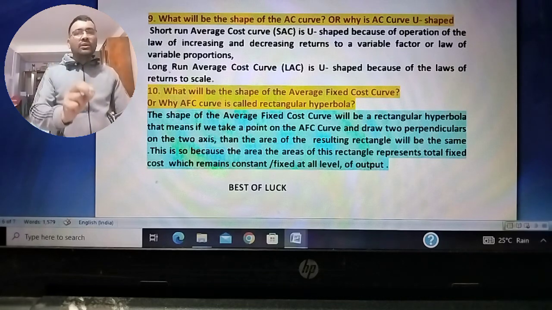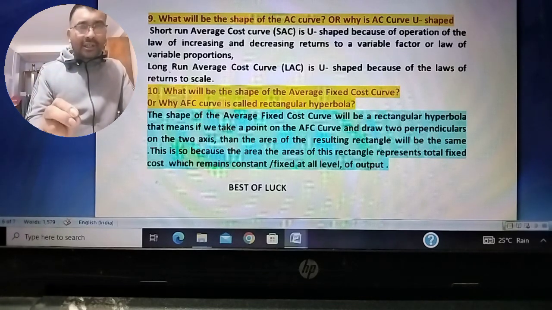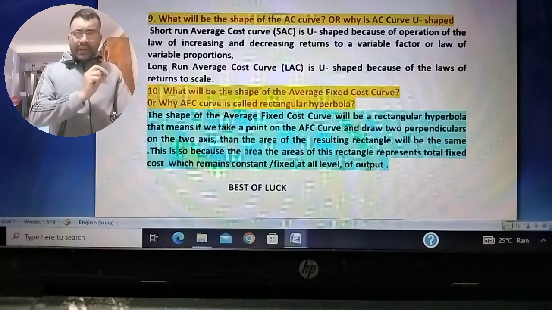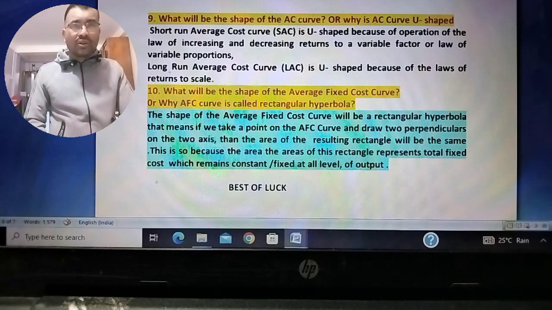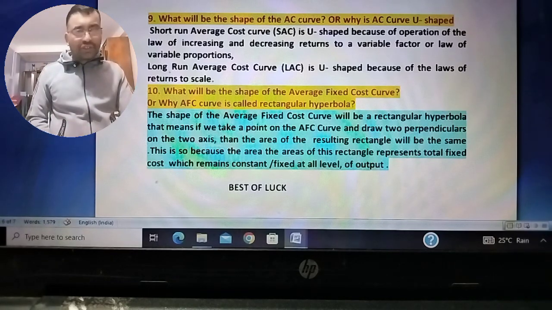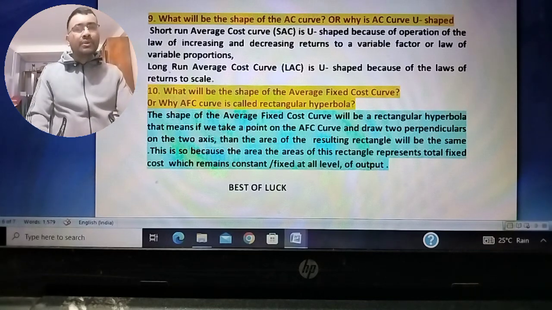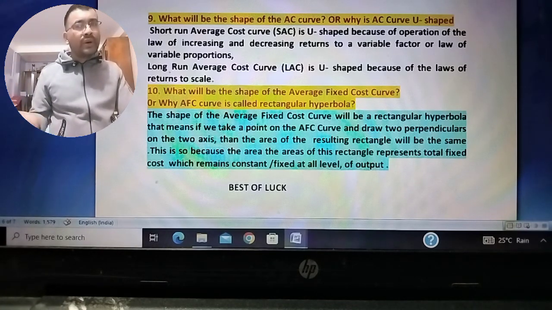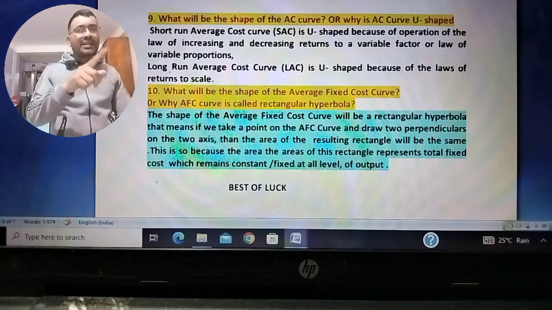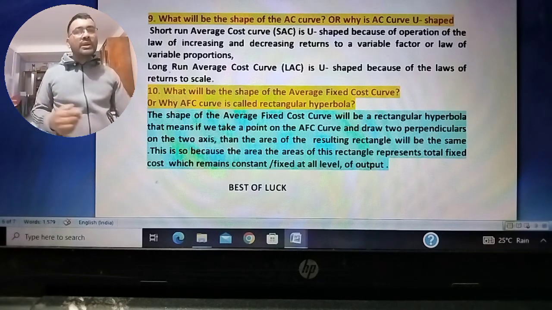And why will this be equal? The area of the two rectangular figures will be equal because the area represents the total fixed cost, and we know that total fixed cost does not change due to change in the level of production. Okay, because of that, the average fixed cost curve is a rectangular hyperbola. That means if you take a point on the AFC curve and draw two perpendiculars on the two axes, then the area of the resulting rectangles will be the same. Why will the areas of the two rectangles be the same?